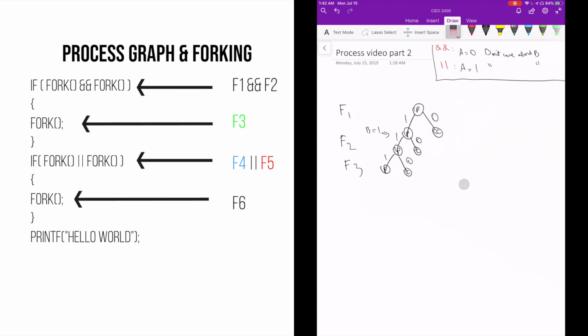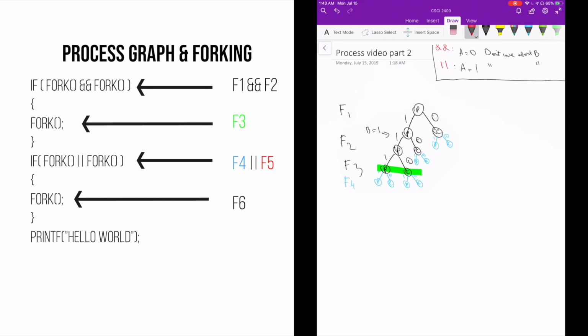Okay, now for the OR, I'm going to change color, and I'm going to be using blue for F4. Okay, so F4 is just like F1, so we're just going to fork basically everything. Okay, so we just finished doing F4. So now we're going to go on and do F5.